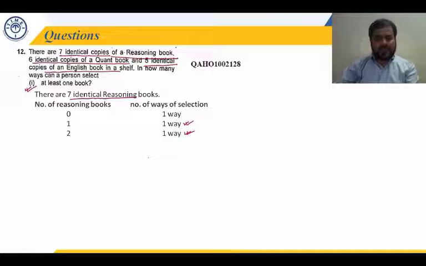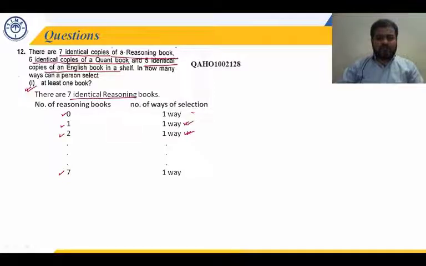Similarly, for selecting 3 reasoning books, you have one way. For selecting 4 reasoning books, again one way. For 5 reasoning books, only one way. For 6, only one way. And for 7 reasoning books, only one way. Beyond 7 we cannot go because there are in total only 7 identical reasoning books. So for 0 books, one way, 1 book, one way, 2 books, one way, and so on, 7 books also one way.